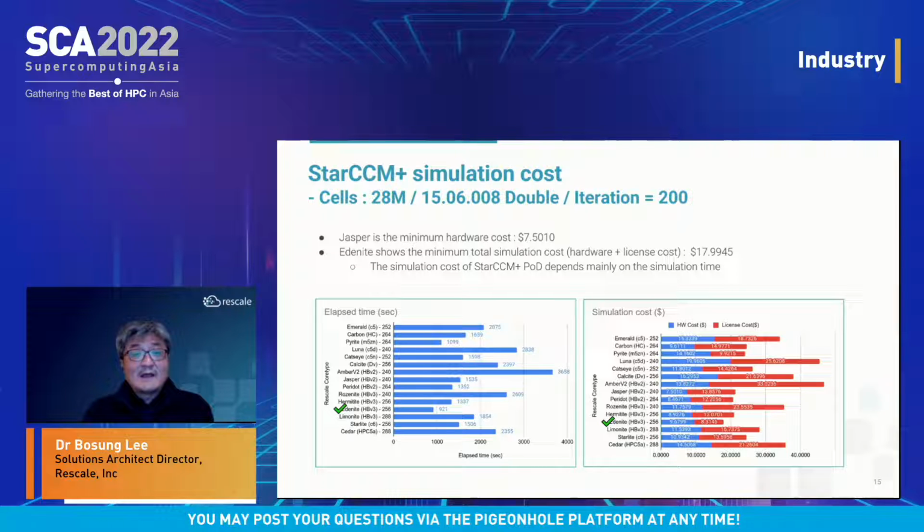On the other hand, if the license cost is added, the total simulation cost is the minimum when the at-night core type is used, because when using the at-night core type, the simulation time is the lowest, so the STAR-CCM+ cost may be reduced. In this STAR-CCM+ POD license case, the license cost is independent of the number of cores in the simulations. Therefore, the total simulation cost is only affected by the hardware cost and the simulation time.